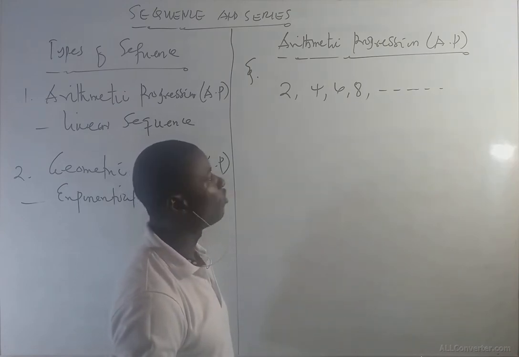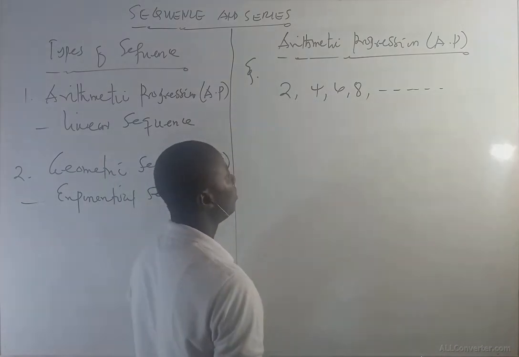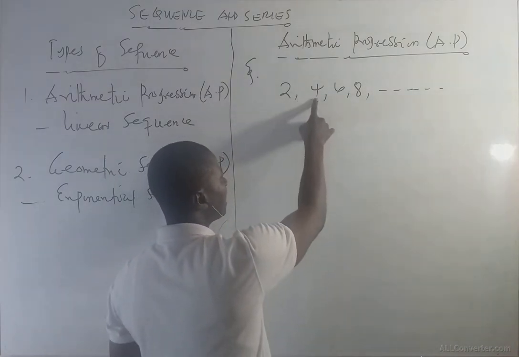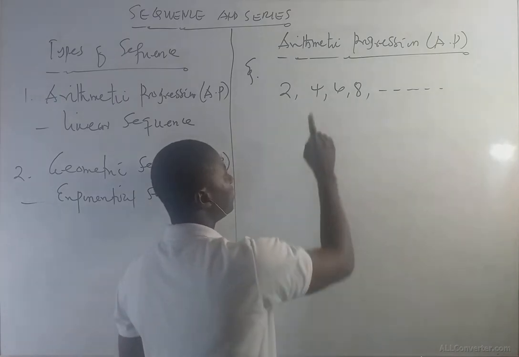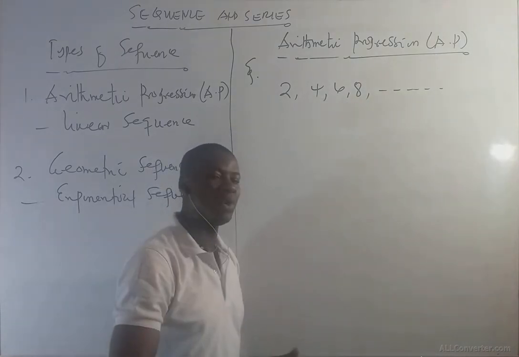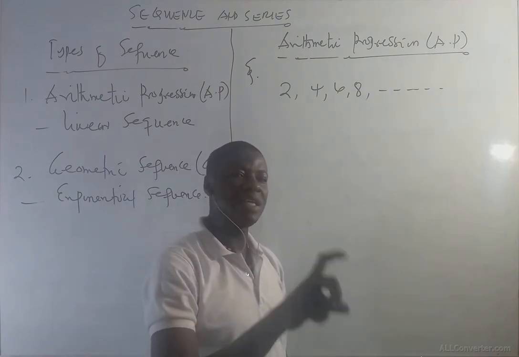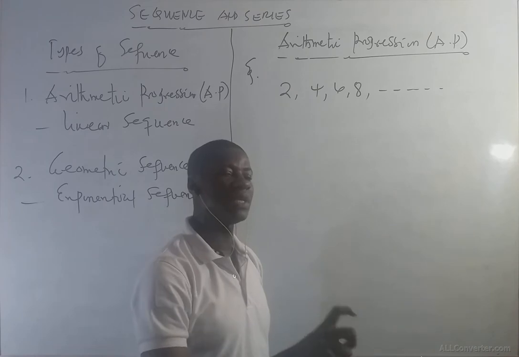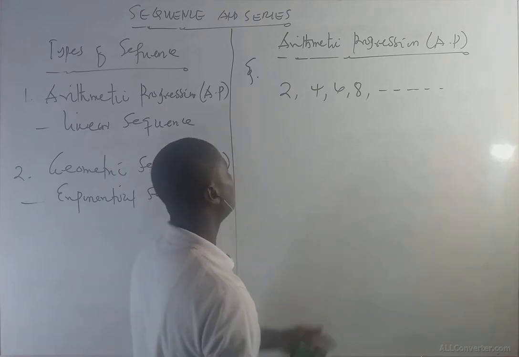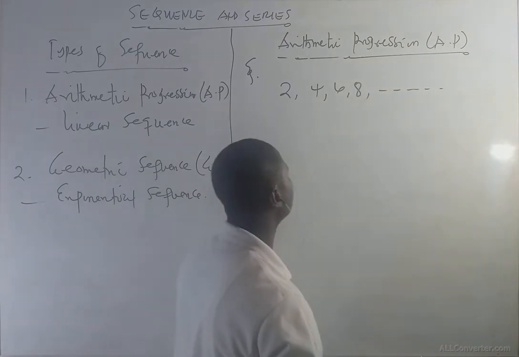Now, with this, we can see that it has the same common difference. How do we find the common difference? You can see that the difference between the first term and the second term is 2. The difference between the second term and the third term is 2. The difference between the third term and the fourth term is 2. So it follows a particular order, and it has the same common difference. So when a sequence has the same common difference, then we term that sequence arithmetic progression or the linear sequence.